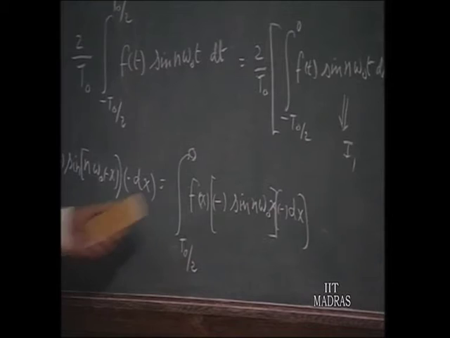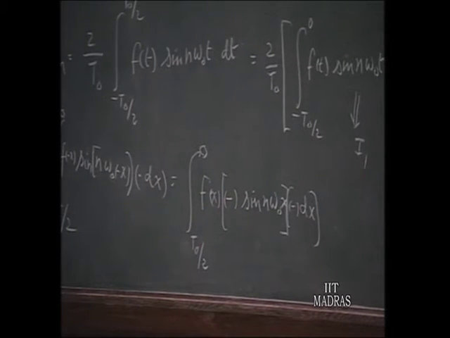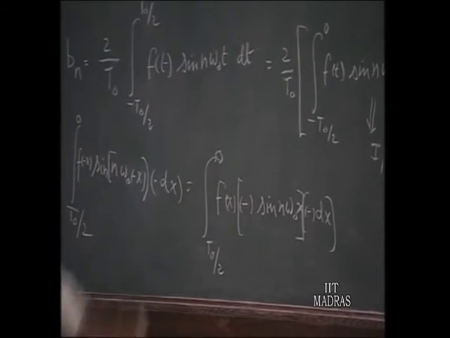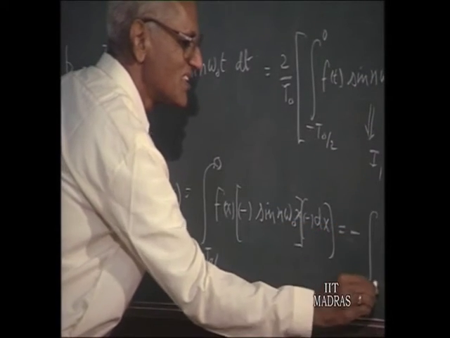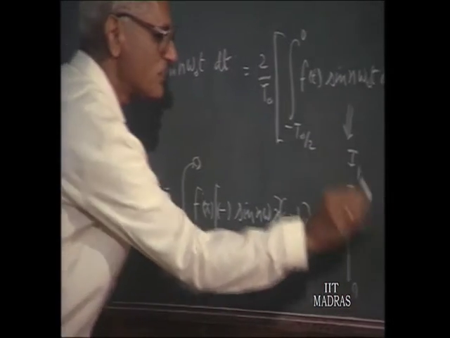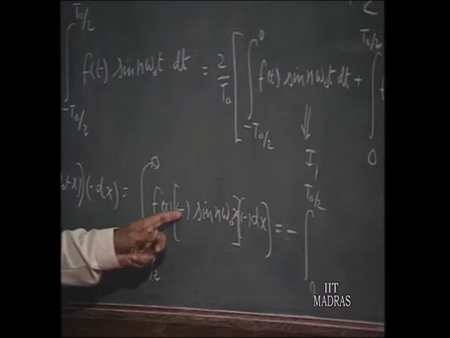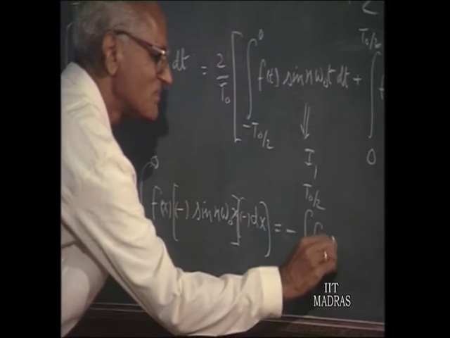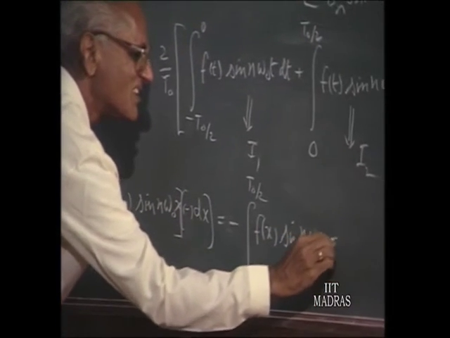Now you see this negative sign and this negative sign can be cancelled, and if I interchange limits of integration, then I will get another negative sign. Therefore, ultimately this will be minus of 0 to t naught upon 2. I interchange, that means you have got 3 negative signs, one by virtue of interchange of integral limits, one because of the negative sign here and one here. I have got f of x sin n omega naught x dx.